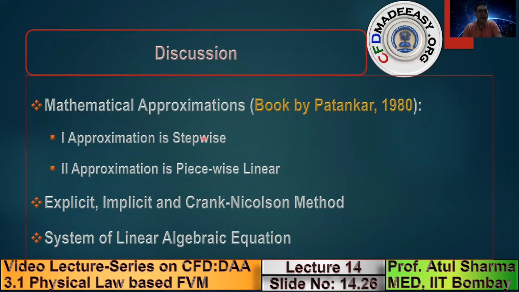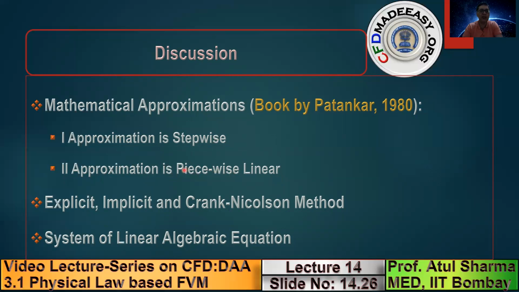Note that here also the approximation is the same. However, the way I have presented the finite volume method, I named it a physical law based finite volume method, whereas the way he has presented it, and later all the books in CFD, is that they start with the partial differential equation. So I call their method partial differential equation based finite volume method, whereas here I presented what I had proposed in my book for the first time in CFD, what I call physical law based finite volume method. The first approximation that I presented is stepwise, and the second approximation is piecewise linear.